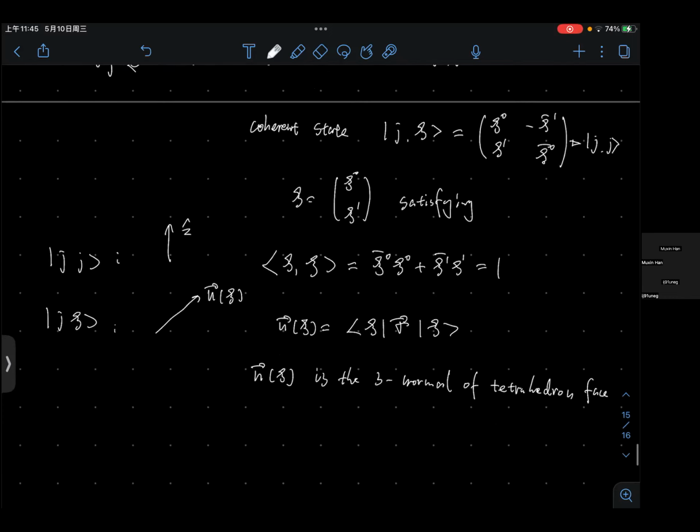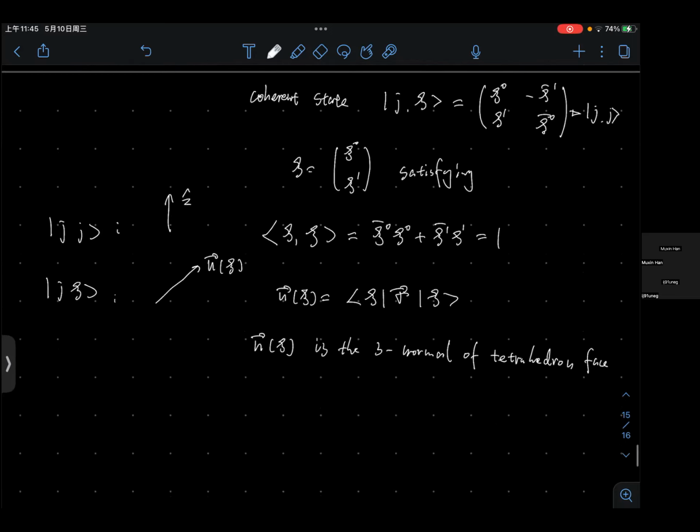Because remember, for Spinfoam, every representation is associated with a face. Which means every state in this representation is associated with a face, and this face belongs to a tetrahedron. Okay, so you view this geometrically, you have a face, you have a triangle, and then this n_c is just the unit normal vector of this triangle.